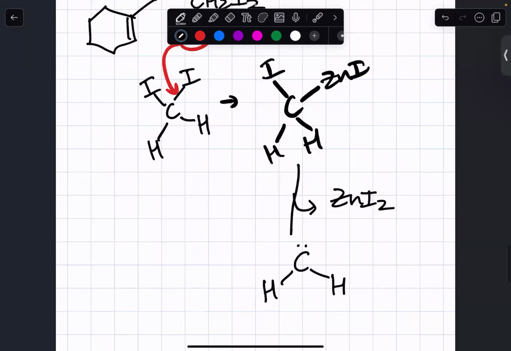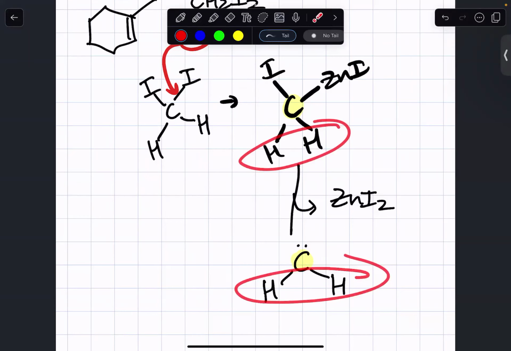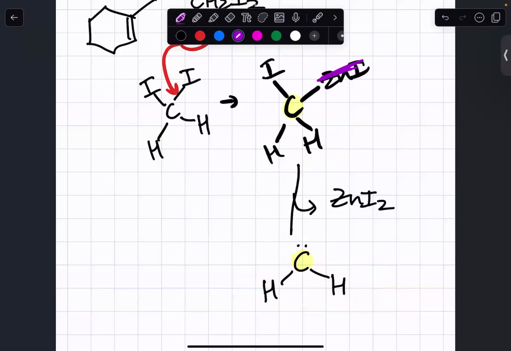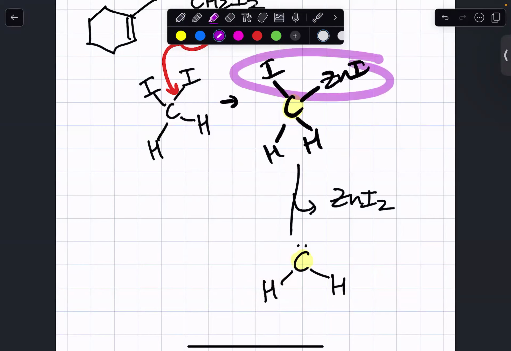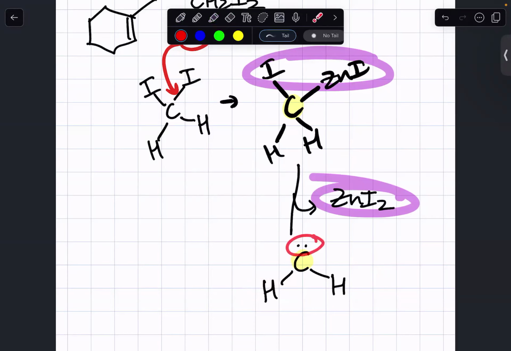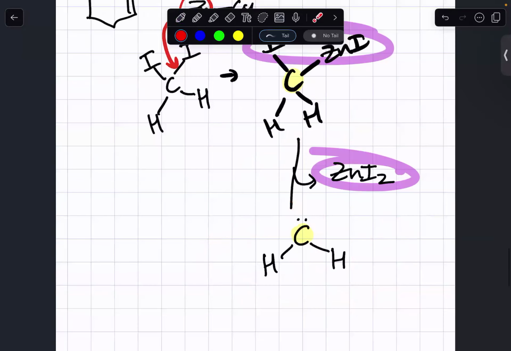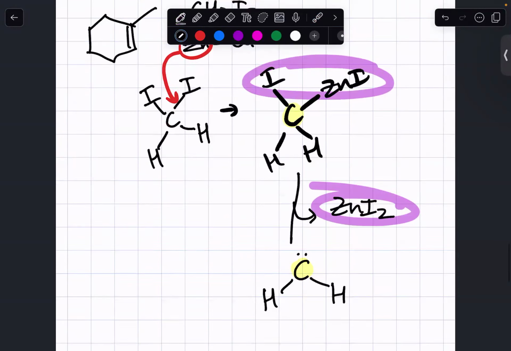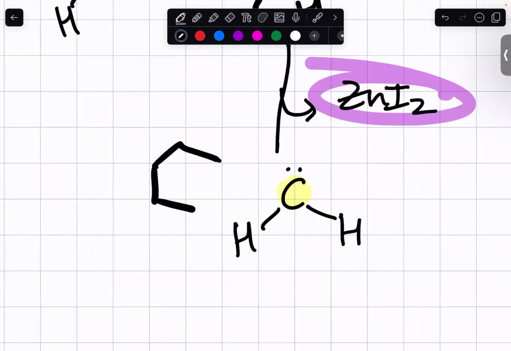Right. So this carbon right here is that carbon right there. It still retains its two hydrogens, but the zinc iodine and iodine left as zinc I2 right there, giving this carbon a lone pair as well, where this is our carbene, right? And then from that carbene, we do the same exact mechanism with the alkene that we have here.